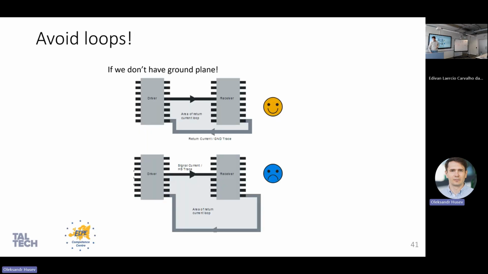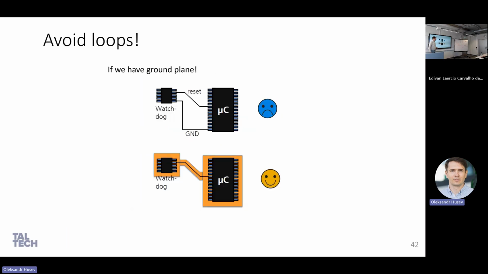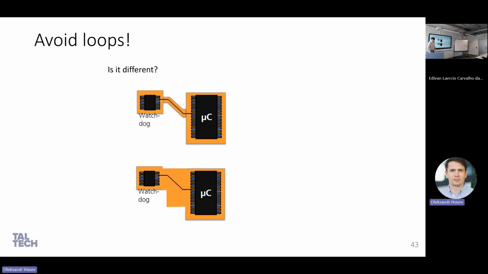So first, avoid loops. It's also the same principle. Return current, think about direct and return paths. This is better. This is not good. This is just better. This is worse because you have a higher loop. Next, a little bit more interesting, but still, you see this one is the best because if you have a ground plane for your direct current, that's definitely the minimized inductance that you can do, right? Question to you, does it make a difference?